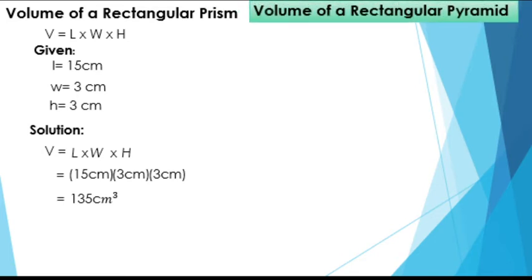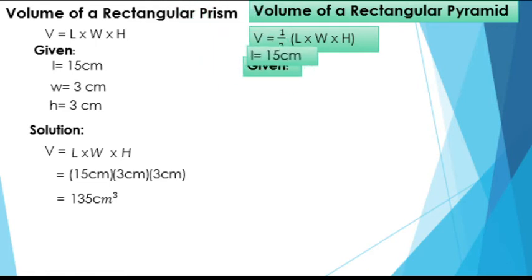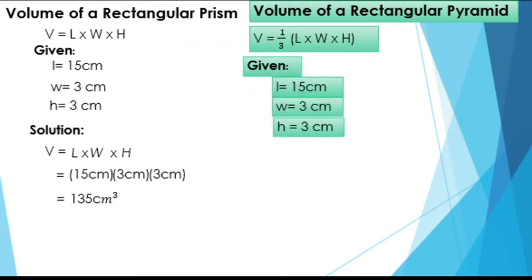And for the volume of a rectangular pyramid, so we have the volume is equals to 1/3 times the length times the width times height with the same given number. So given are as follows. You have your length is 15, the width is 3, and the height is 3.